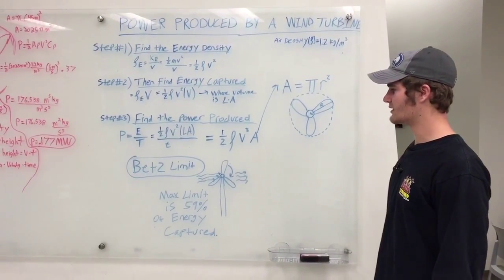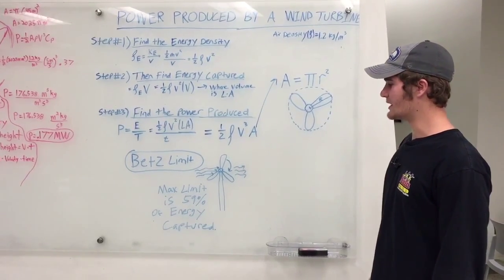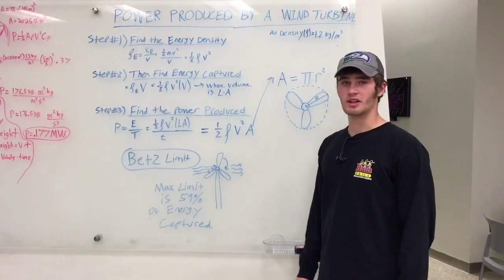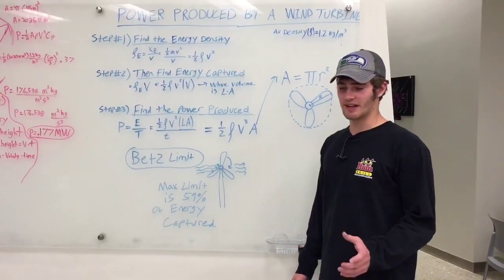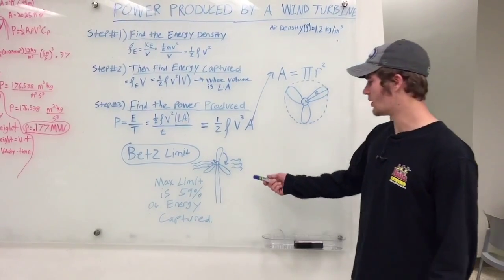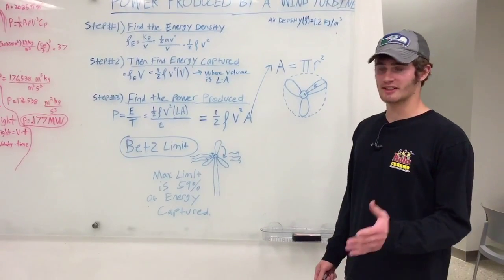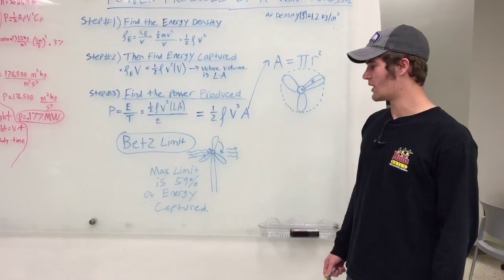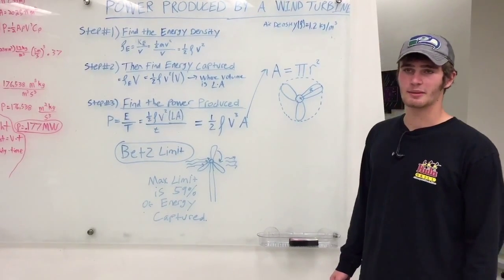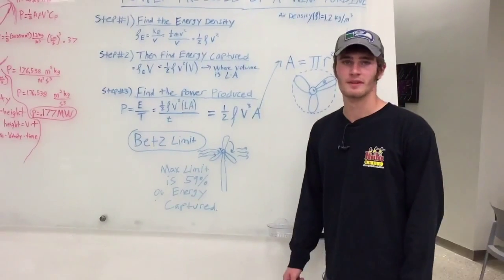So then we have the Betz limit, which means that you have the wind energy coming in, but no turbine can capture all the energy. If it captured all the energy, there would be no wind coming out of it, which is impossible. So you always have wind coming out of the turbine, just less so, because it captures a lot of the energy of the wind. So the max limit it can capture is 59% of the wind energy.